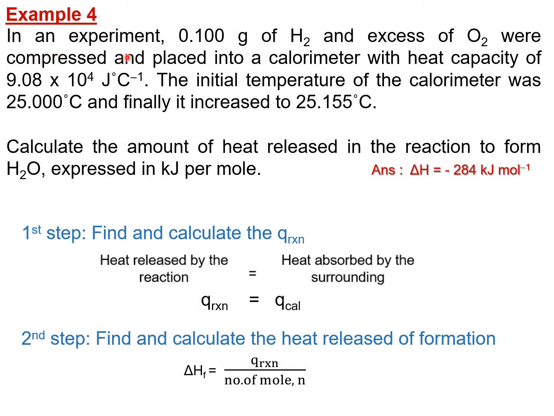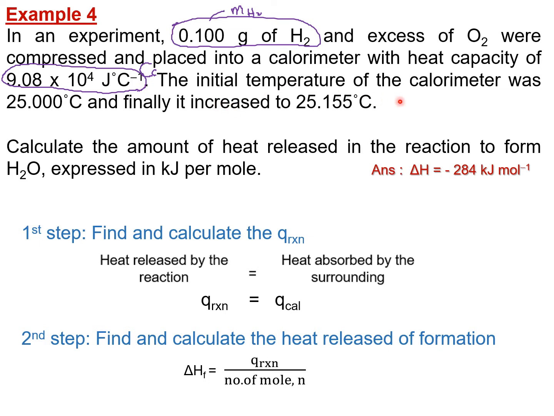Okay, next dia bagi tahu in an experiment 0.1 gram of H2. So this is going to be the mass of H2. Okay. An excess of oxygen were compressed and placed into a calorimeter with heat capacity of 9.08 times 10 to the power of 4 joules per degree Celsius. So calorimeter punya heat capacity. So this is going to be the heat capacity of calorimeter. So this is C besar, C besar, C. Okay, C besar maksudnya heat capacity lah.